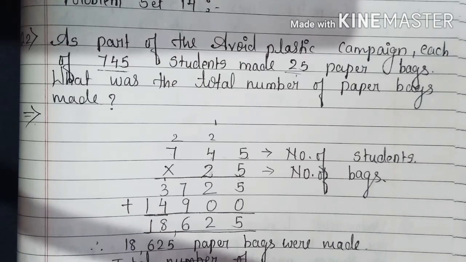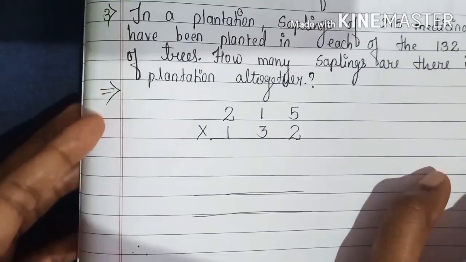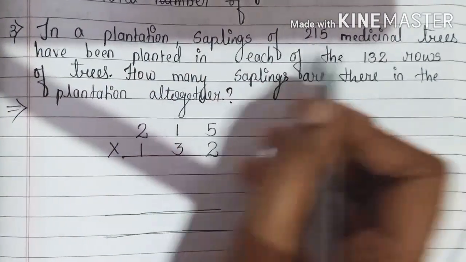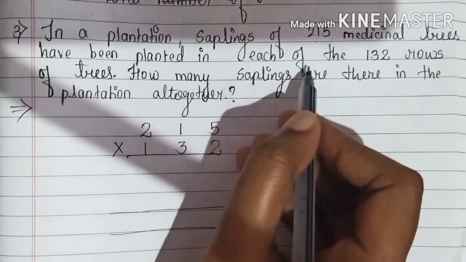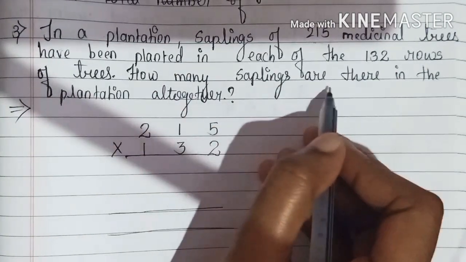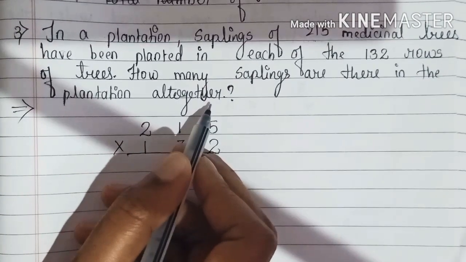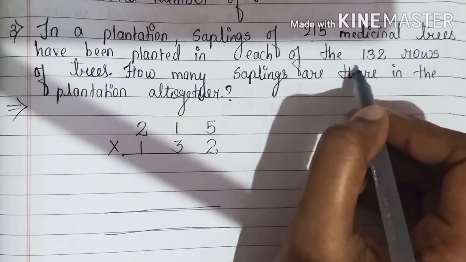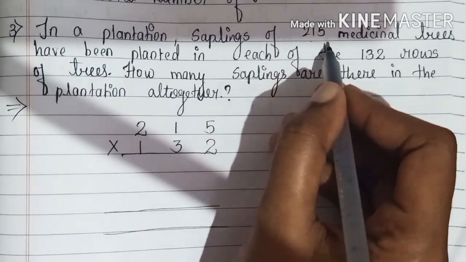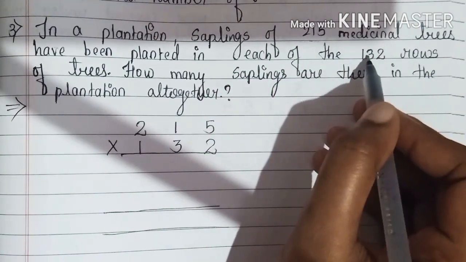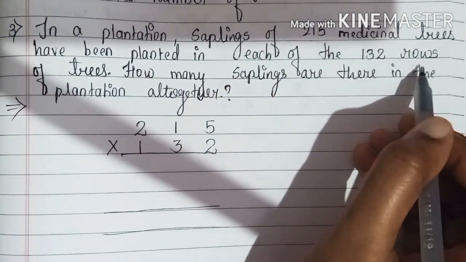So let us see the next question, number 3. Here we have, in a plantation, saplings of 215 medicinal trees have been planted in each of 132 rows of trees. How many saplings are there in the plantation altogether? There are a total of 132 rows, and in each row there are 215 medicinal tree saplings. So we have to find out the total number of saplings in 132 rows.